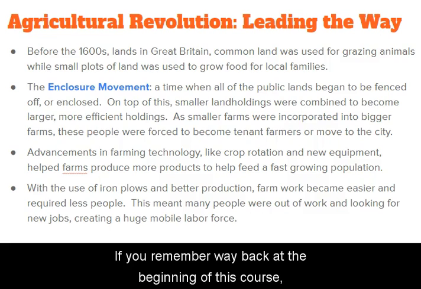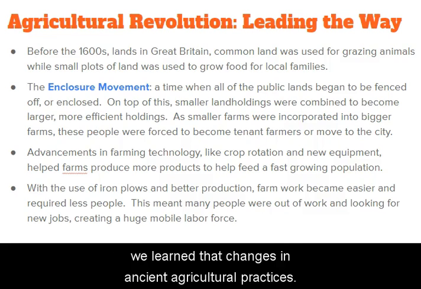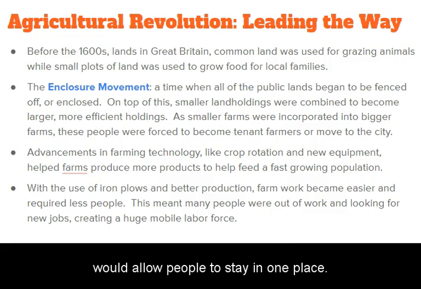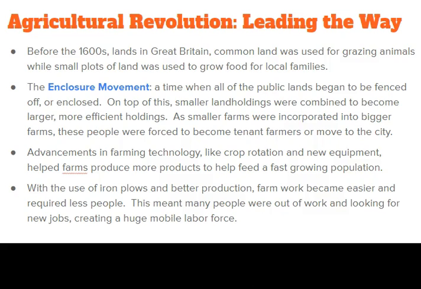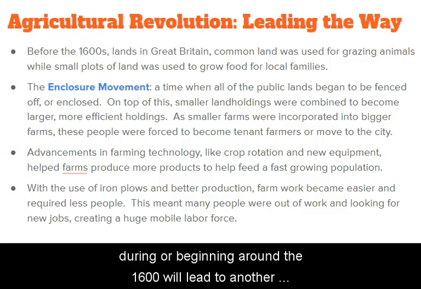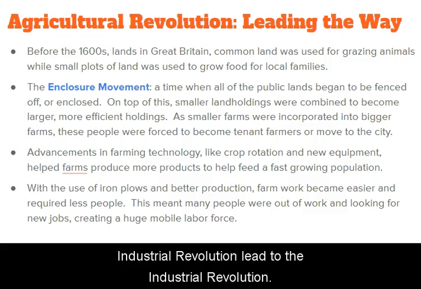If you remember way back at the beginning of this course, we learned that changes in ancient agricultural practices would allow people to stay in one place and build towns and eventually cities. Once again, massive changes in agriculture beginning around the 1600s will lead to the Industrial Revolution.